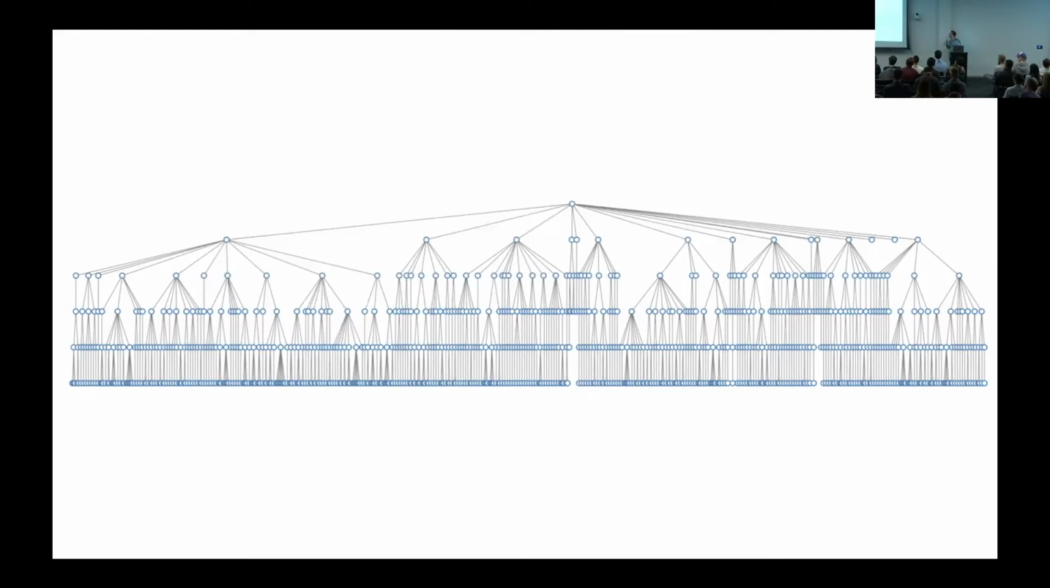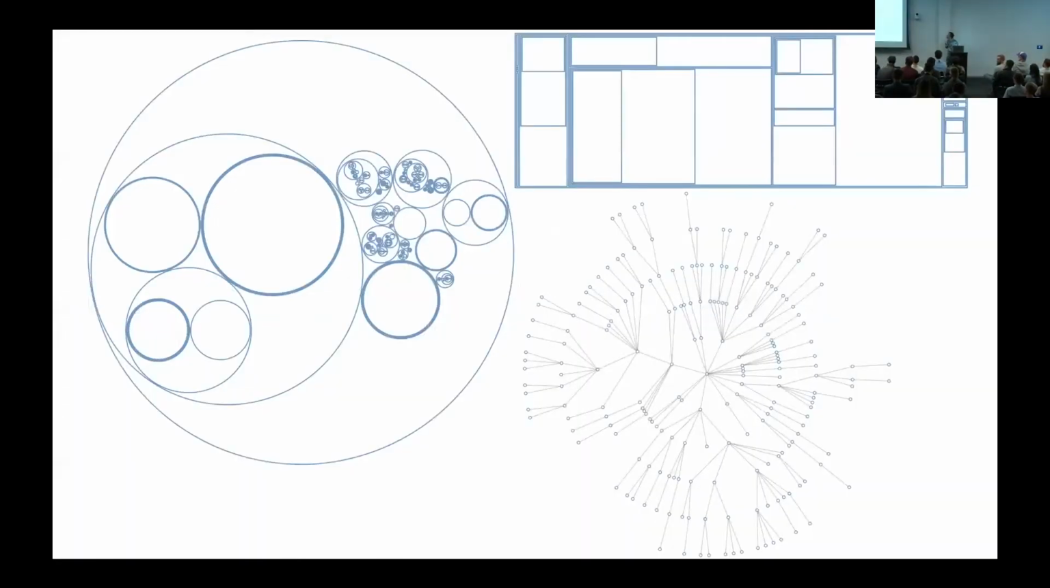And what happens with hierarchical data structures is that it promotes an approach to hierarchical data visualization that people, when they think about designing data visualization, they get into this mode.